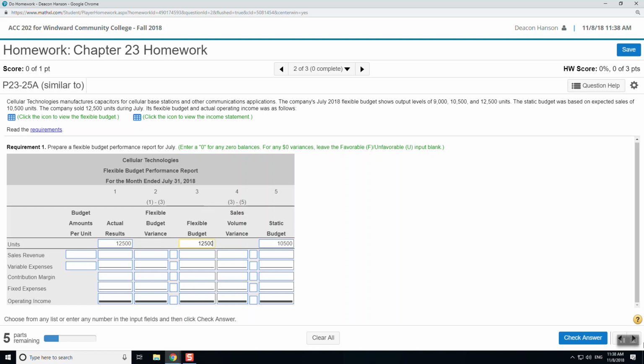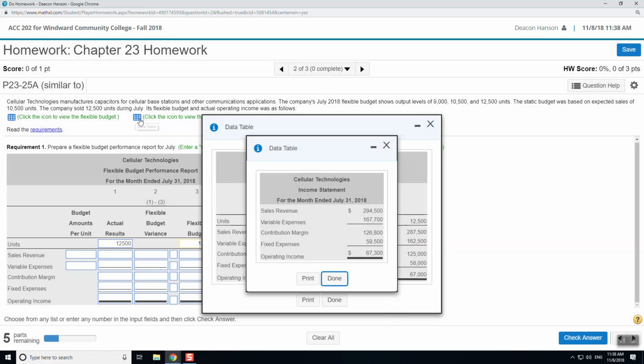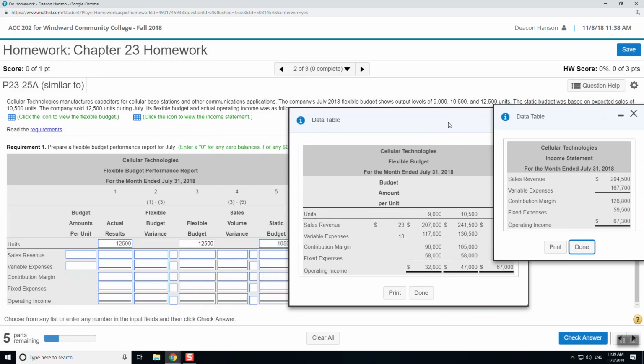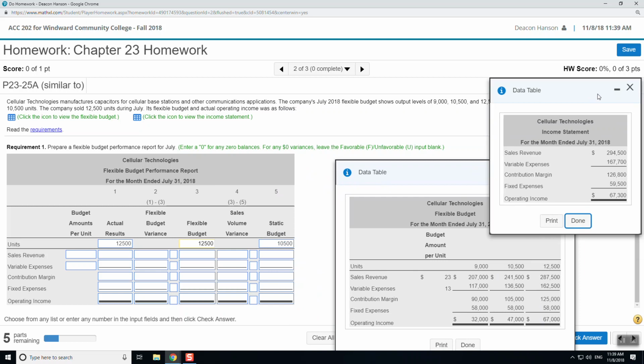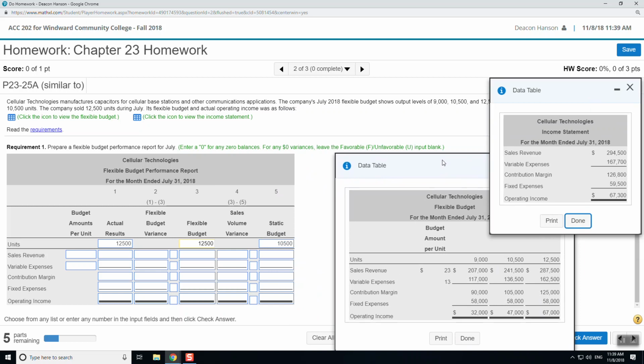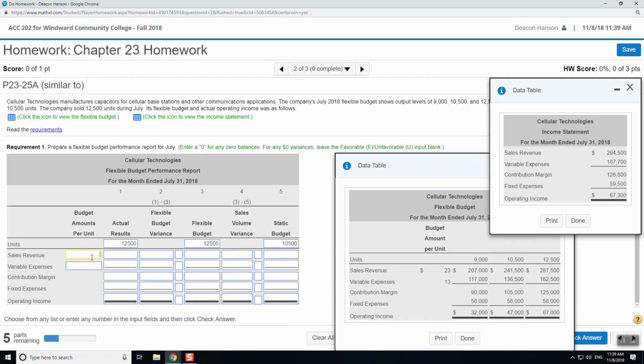Okay. So let's see, sales revenue, budget amount per unit. Okay. So we can probably get some of that information from our additional data tables. Maybe we'll line them up here. Okay. So let's kind of take a look. Okay. So the budgeted amount per unit would be $23 for each unit that we sell. And then we would have a $13 variable cost. Okay, budgeted amount per unit.